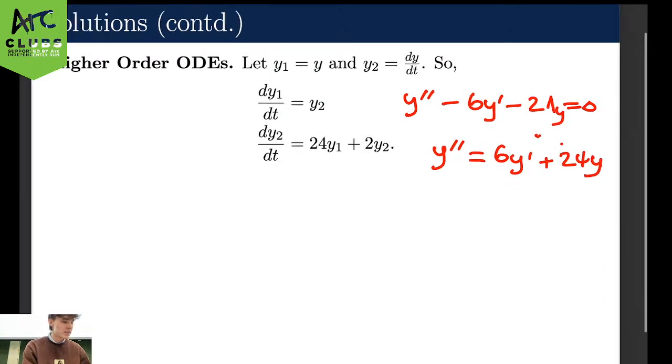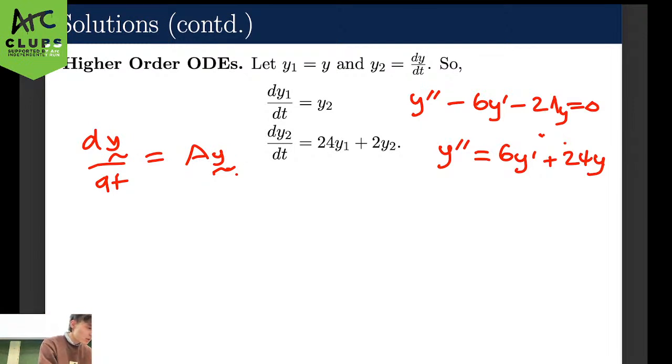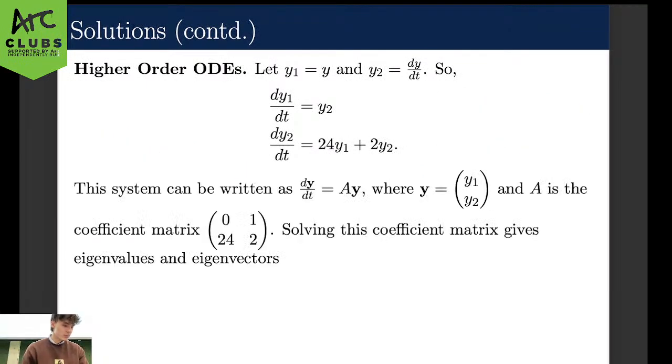And now we have a system of two differential equations, which is exactly the same as what we did in the previous question. All we have to do now is write the coefficient matrix A, and then write it in the form dy/dt, where y is some vector function, equals Ay. Right? So in this case, our coefficient matrix A should be equal to 0, 24, 1, 2, and y, our vector, should be y1, y2.